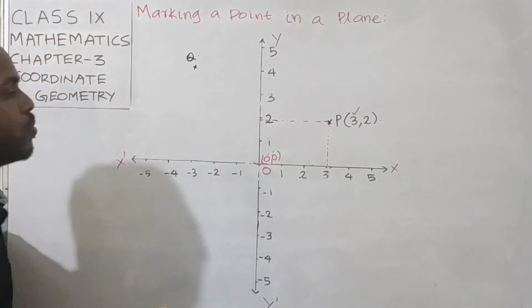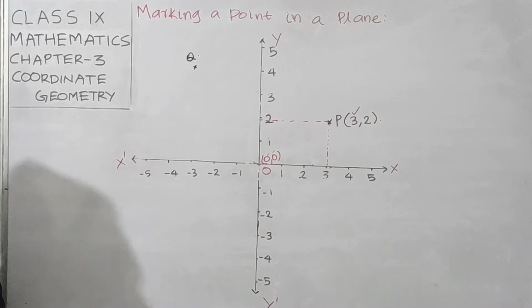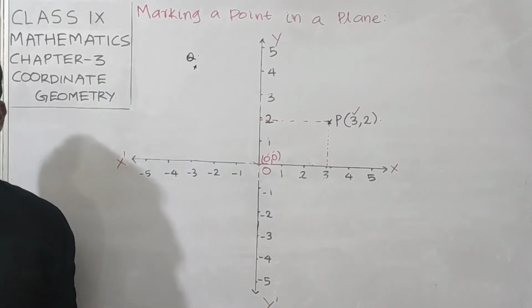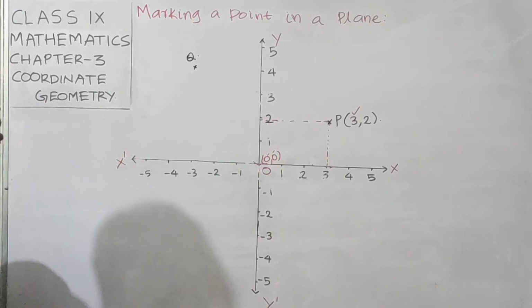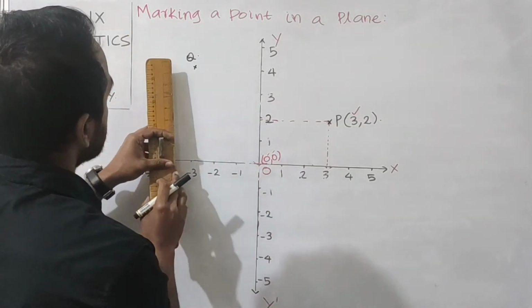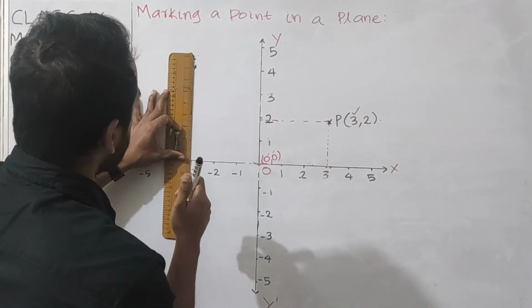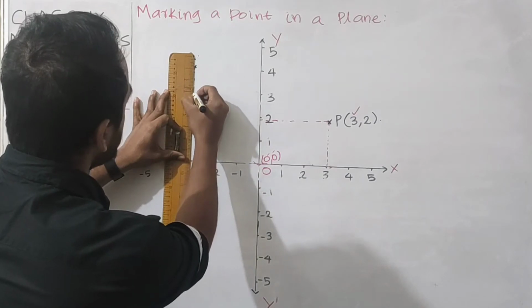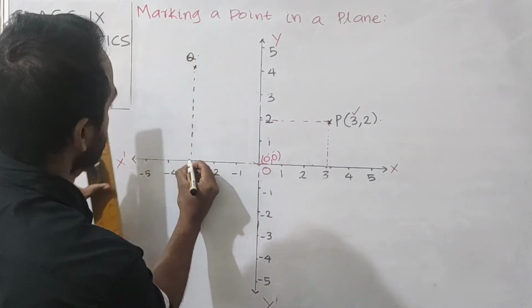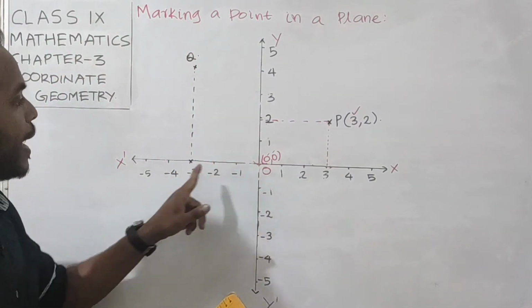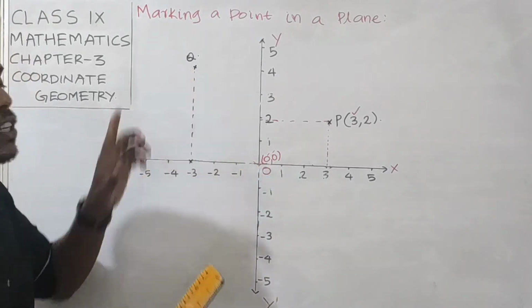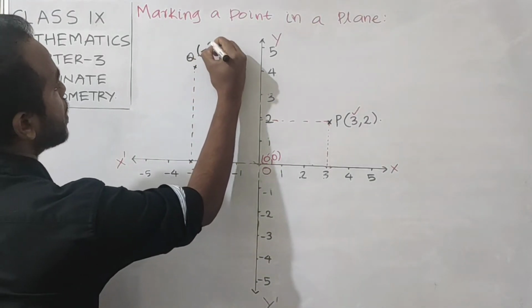Let's name it as Q. First, you are asked to say what are the coordinates of Q. How will you do this one? First, we can draw a line downwards to the x-axis and just see where it is meeting. Where is it? At the point 3. So the x coordinate of this point is -3.